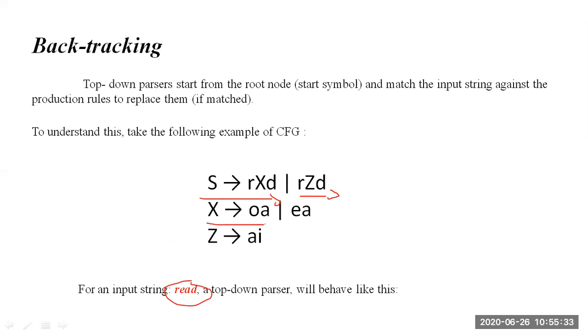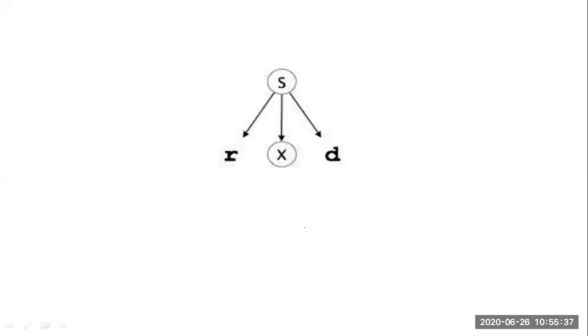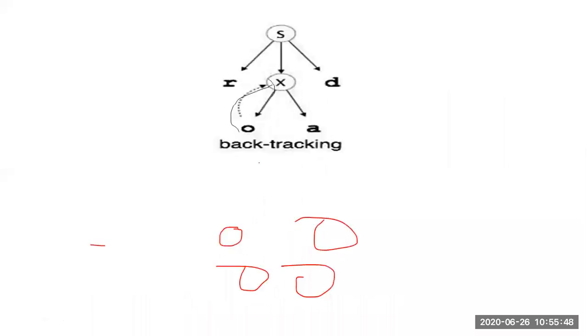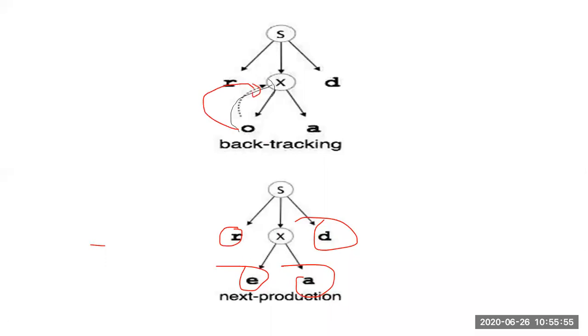X implies, first production rule it has taken. It is replacing X with the first alternative of X, that is OS. Since it is not working, it is backtracking, it is moving back. Again, it is taking the second alternative, that is READ. This is briefly the concept of backtracking. Is it clear, guys? What is this backtracking? Roughly, is it clear?